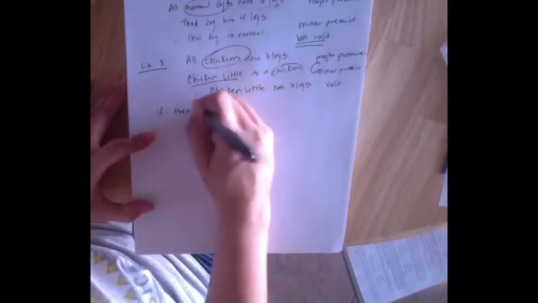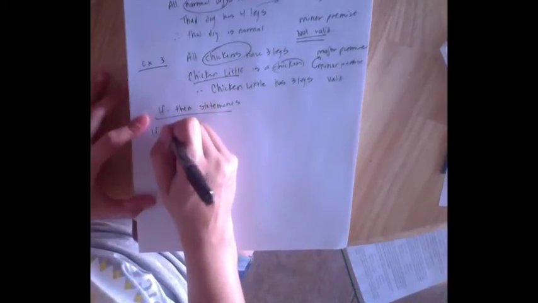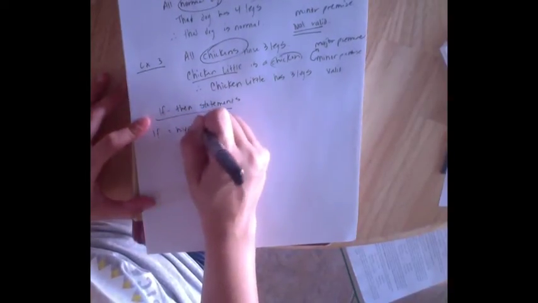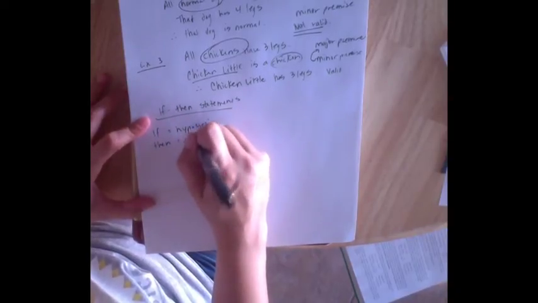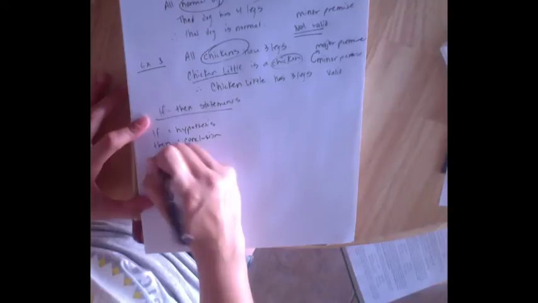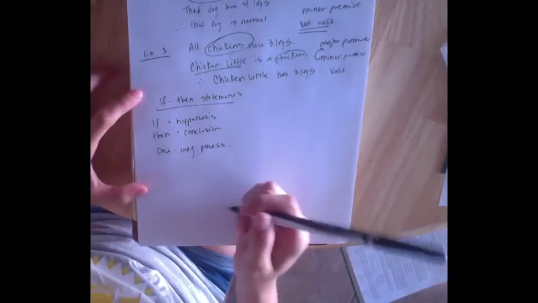Now let's look at if-then statements. And if-then statements, the if is our hypothesis, the then is our conclusion, which is a one-way process. You might not drive yet, but you've been on a one-way street and you only go one way.